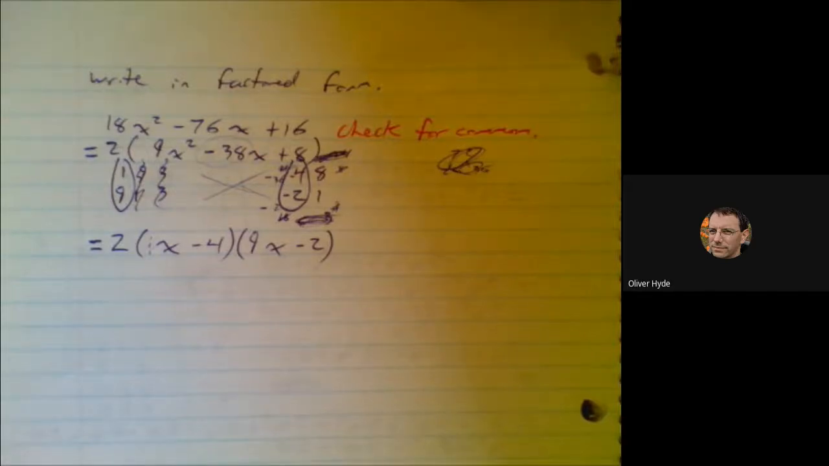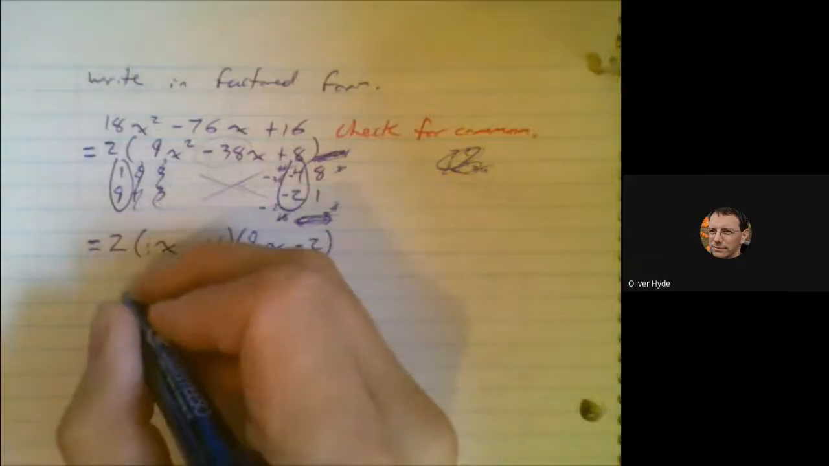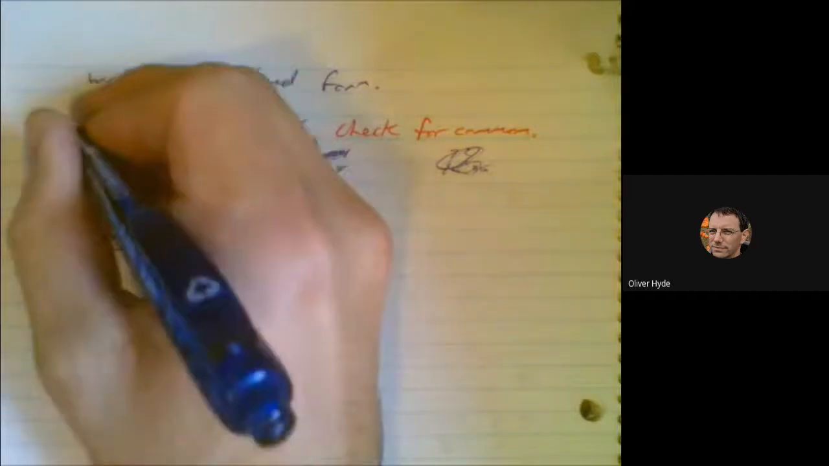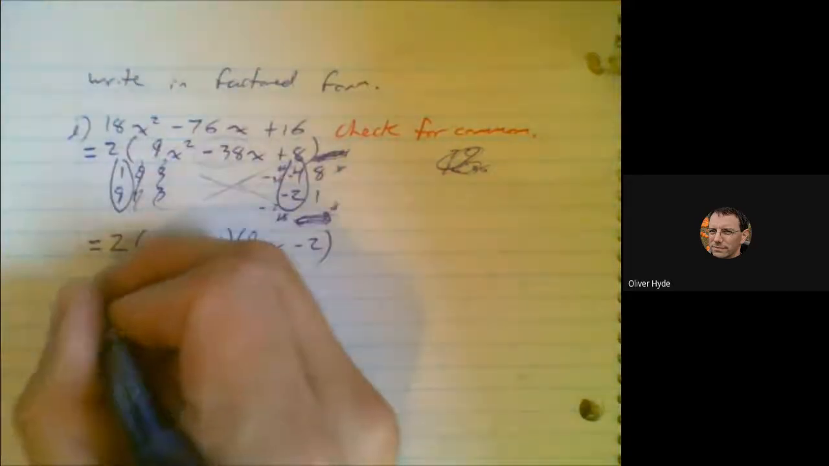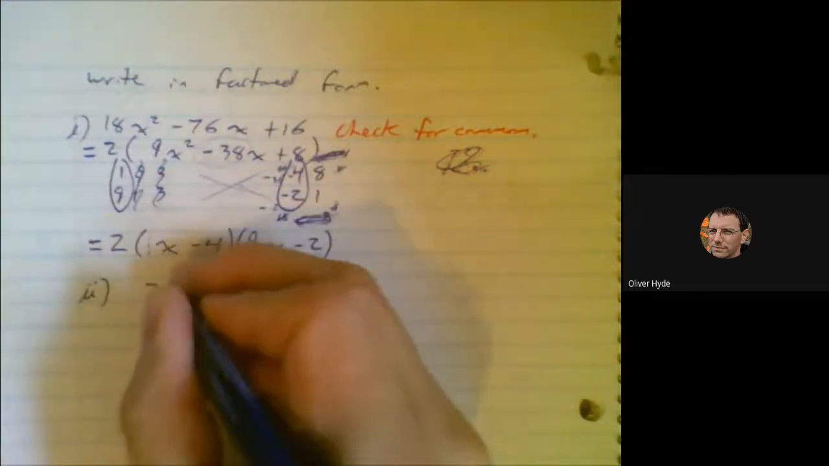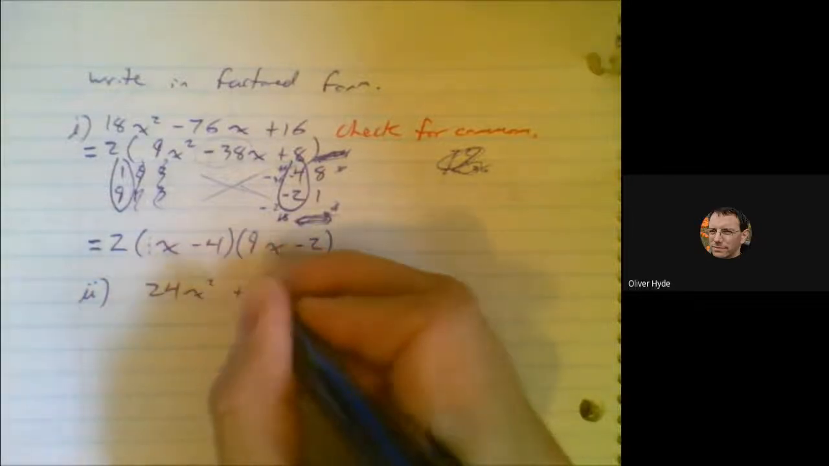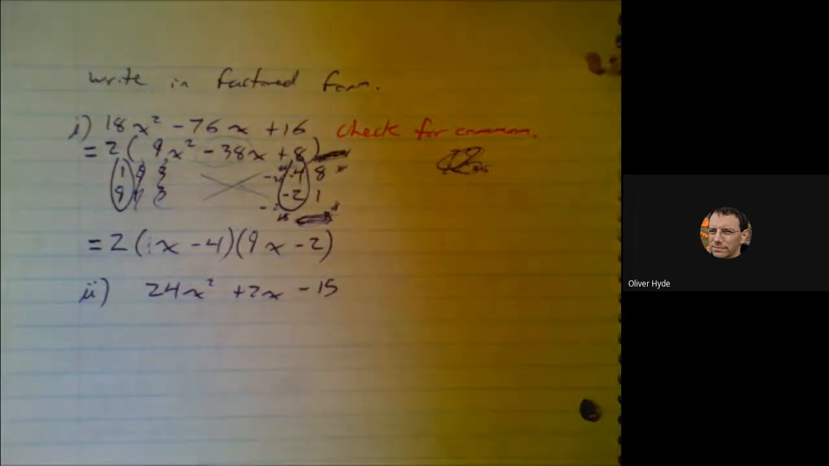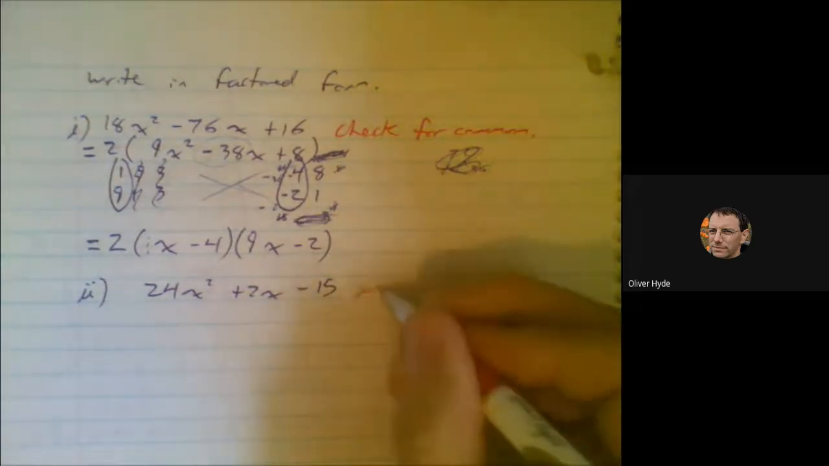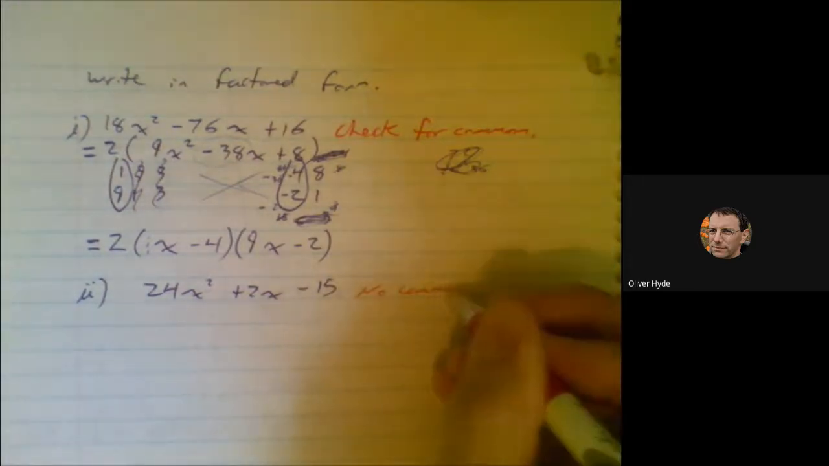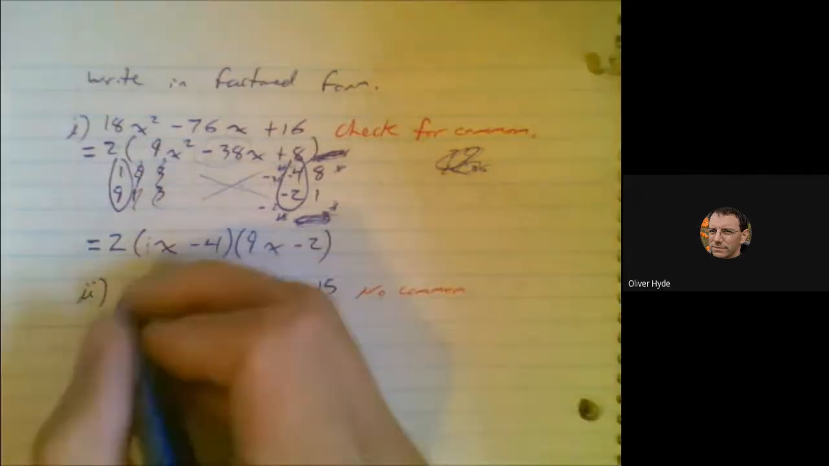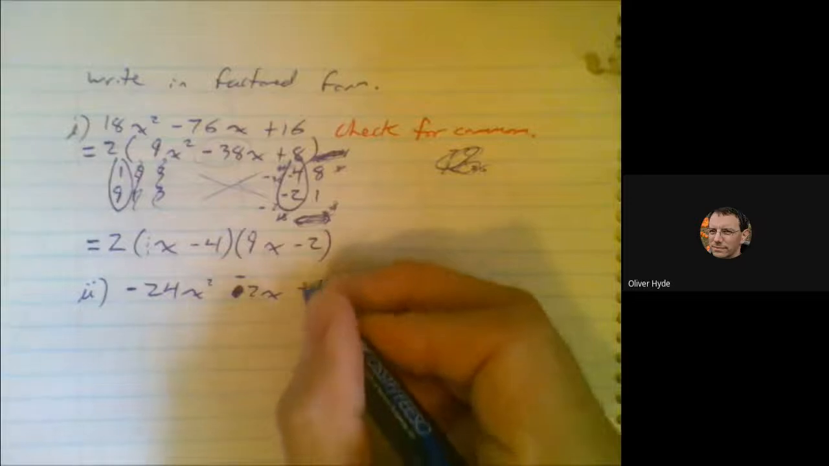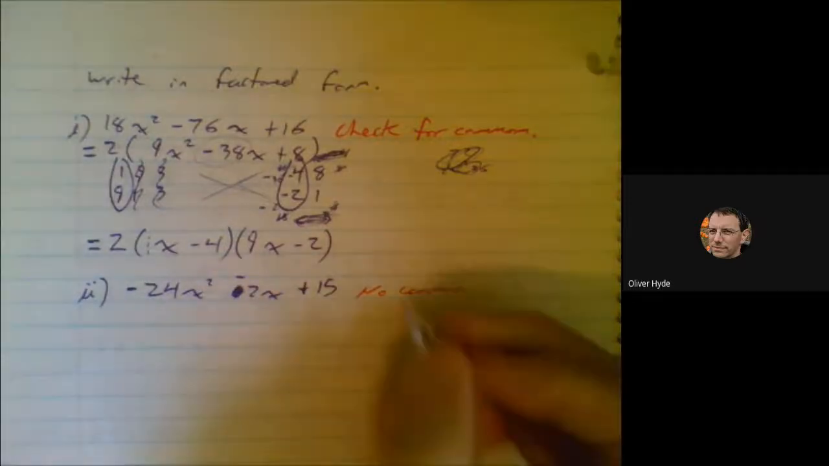Okay. Let's try one more. Here, I'll call this part 1. Let's call this part 2. Let's do 24x squared plus 2x minus 15. I do, of course, check for common factors first. In this case, there's no common. Well, here, let's make it a little bit different. Let's make it negative 24x squared minus 2x plus 15.